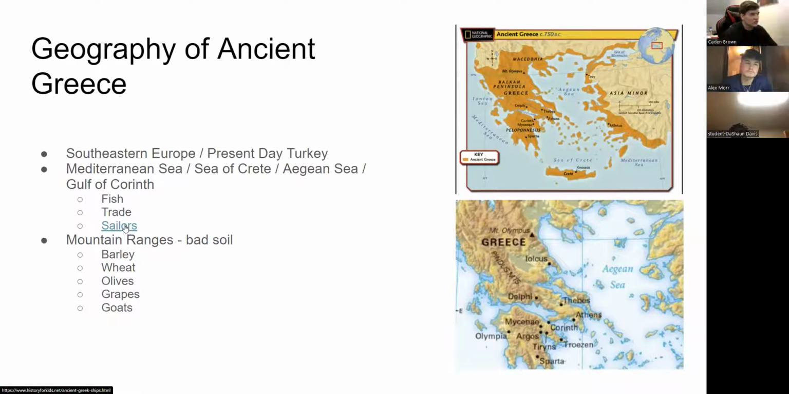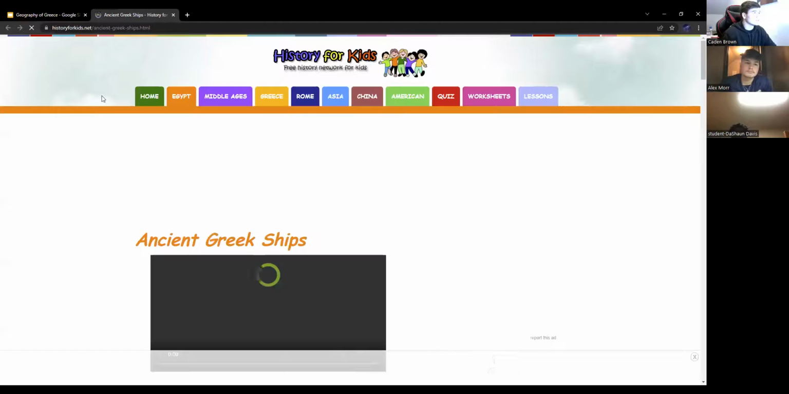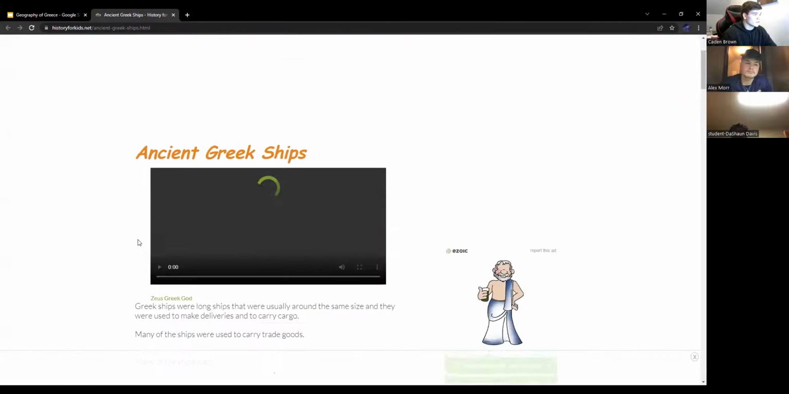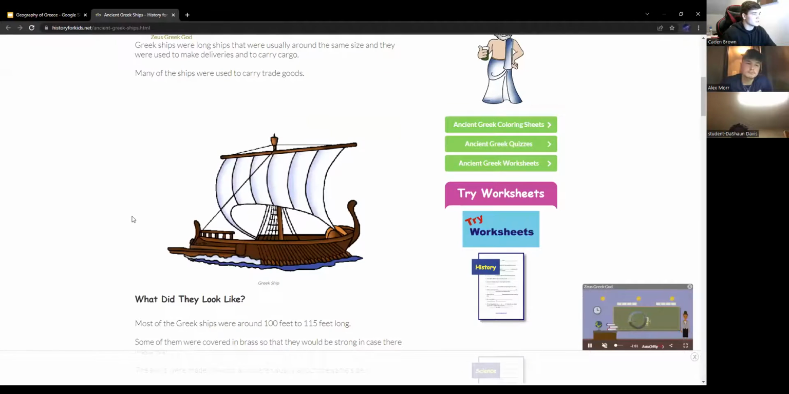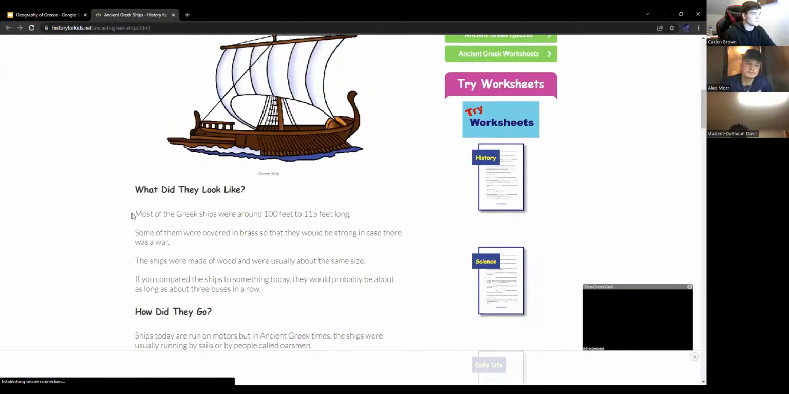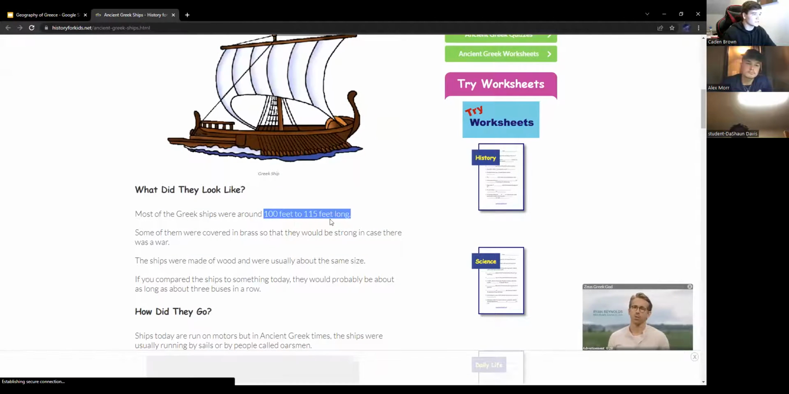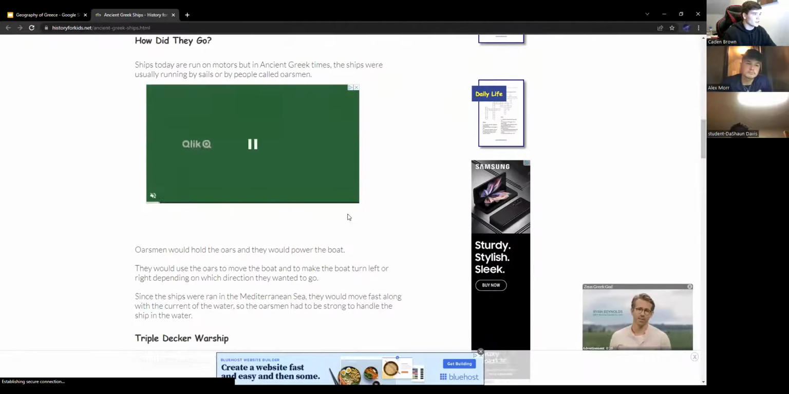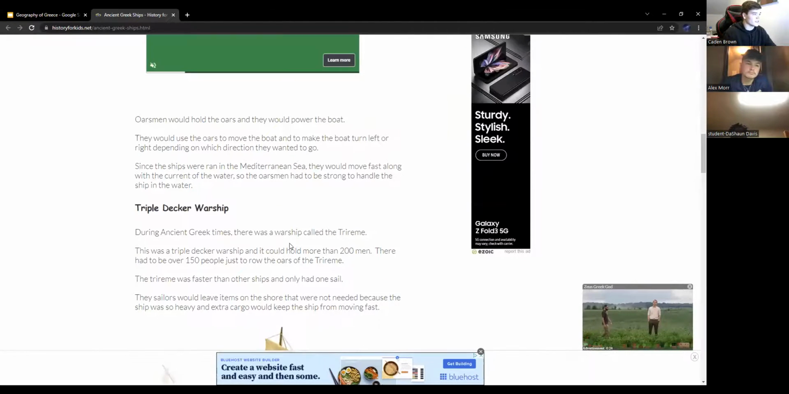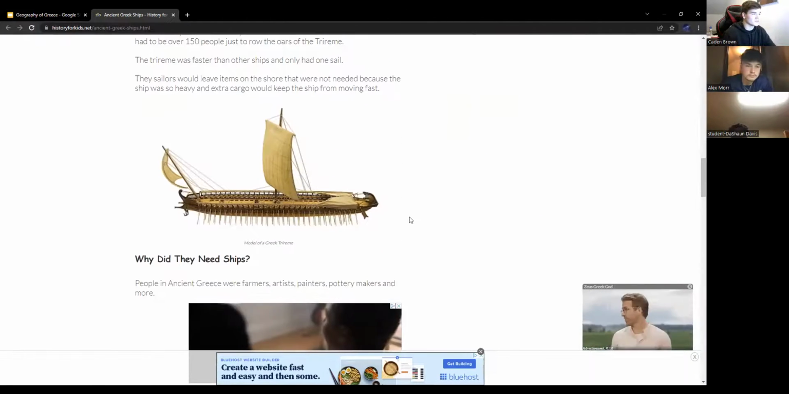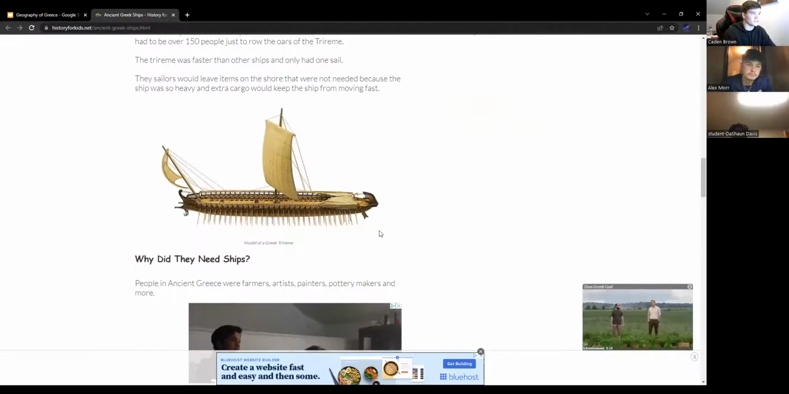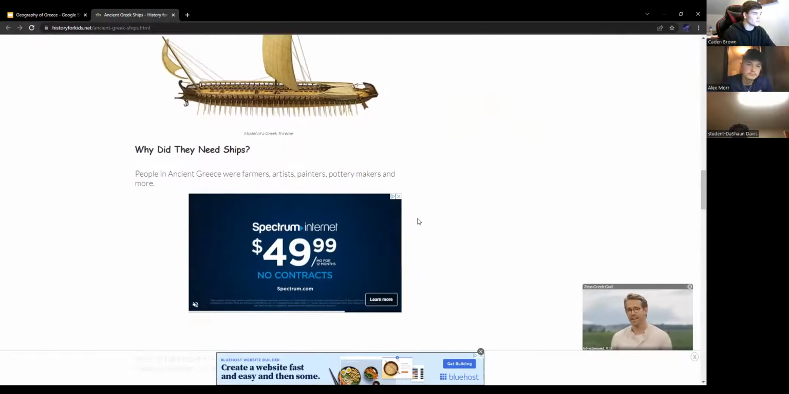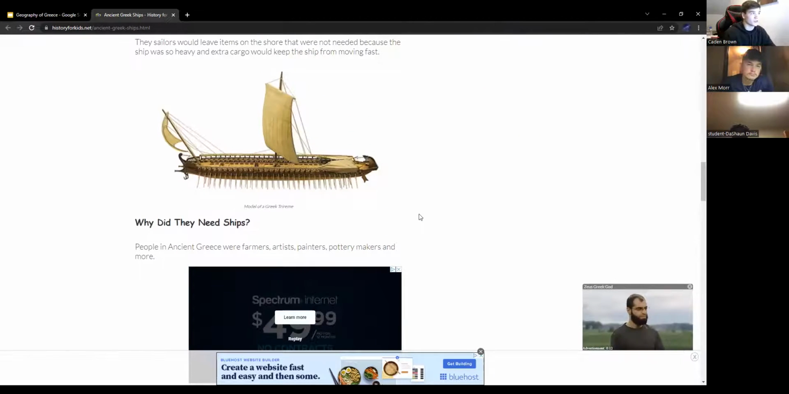But just really quick on some of the ships, they were very massive. And they were called triremes, and they were warships that they used to transport goods and to fight people.